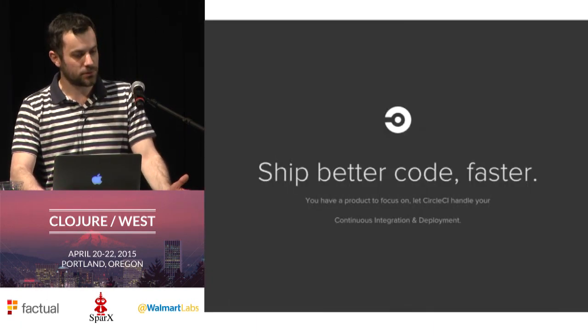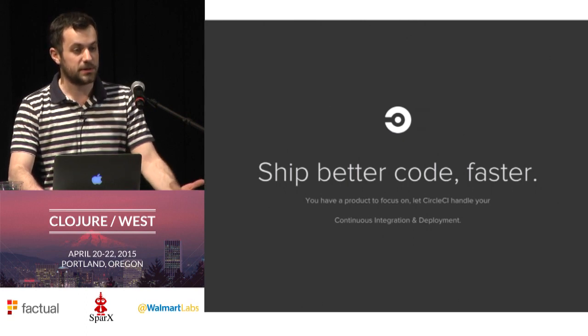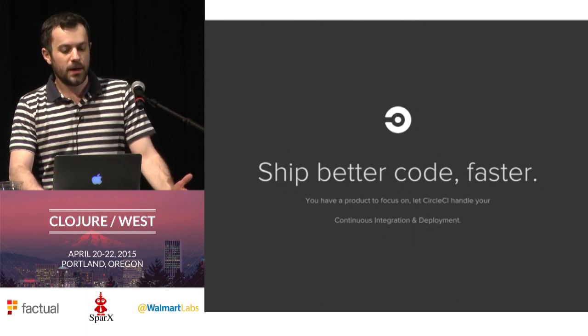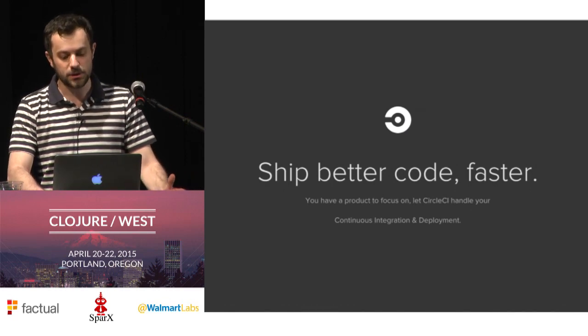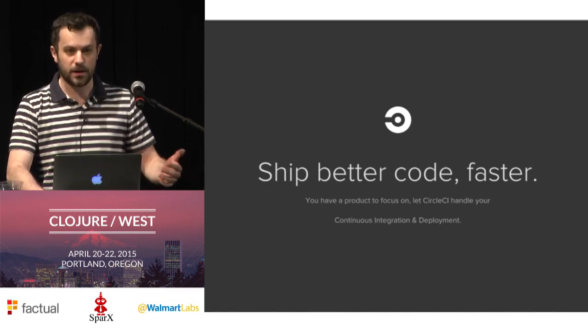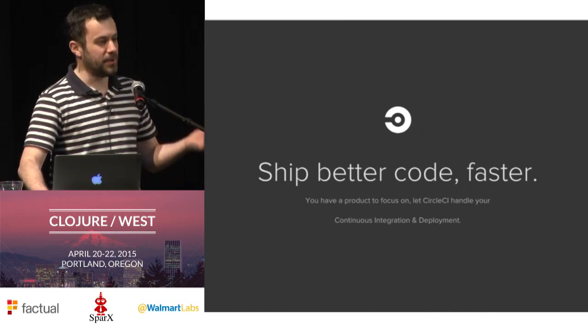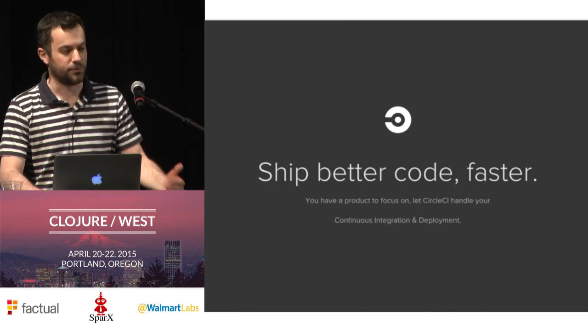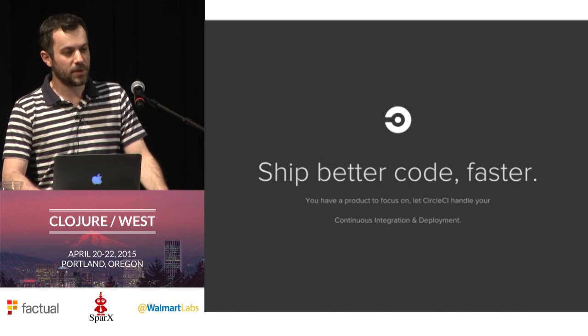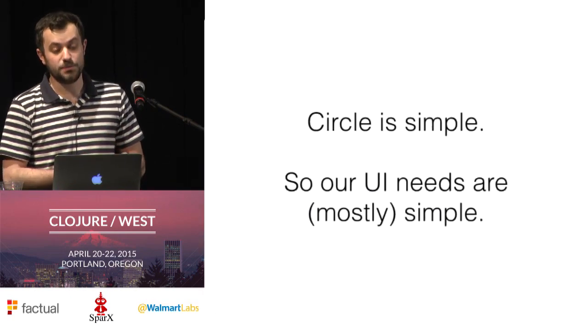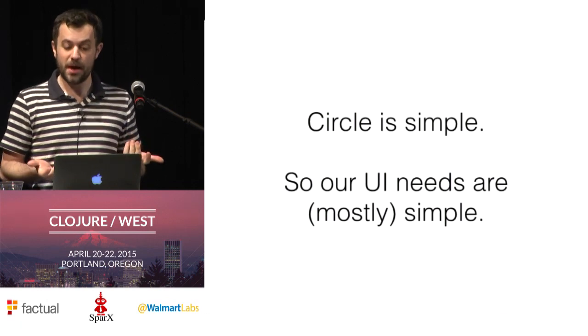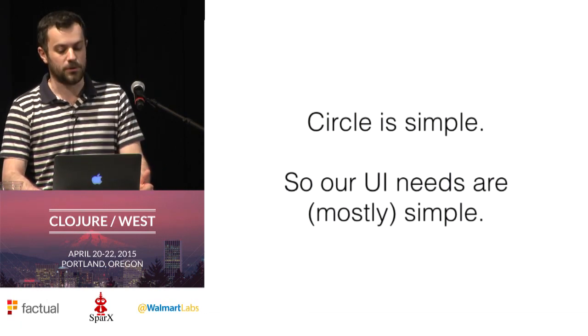Let me tell you a little bit about CircleCI. It is a continuous integration server, and it is deeply integrated with GitHub. It helps you ship better code faster by making sure that all your builds and changes that go to GitHub get built through the integration, like all your unit tests run and everything. And Circle's product is really simple, and that's important because it means that our UI is really simple. And so I'll show you a little bit about the UI.